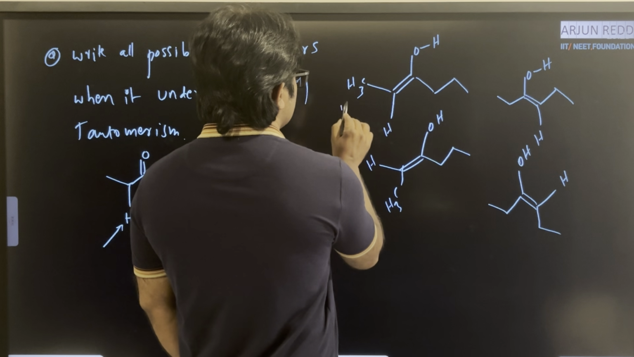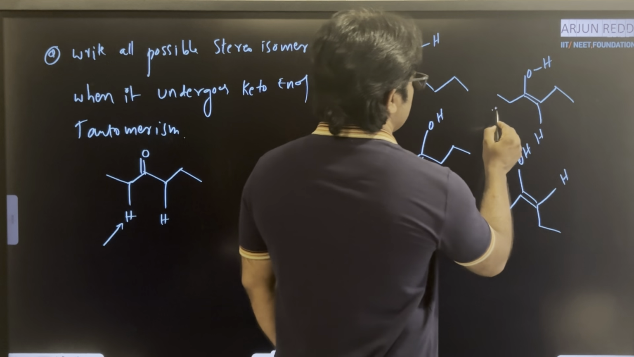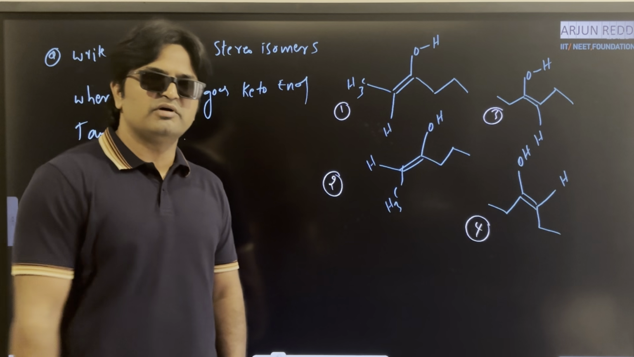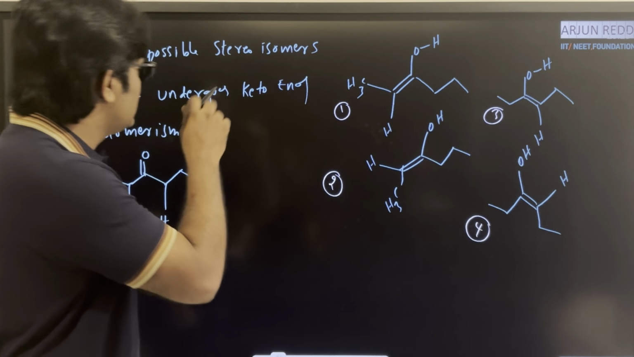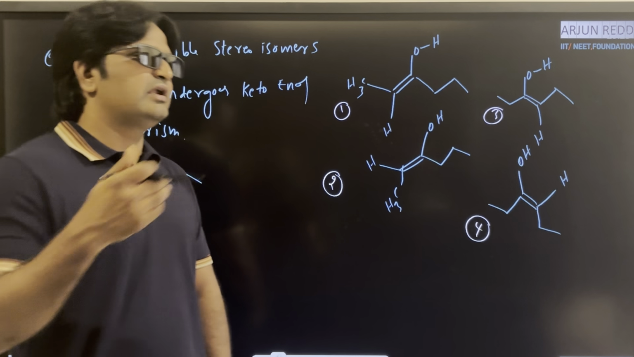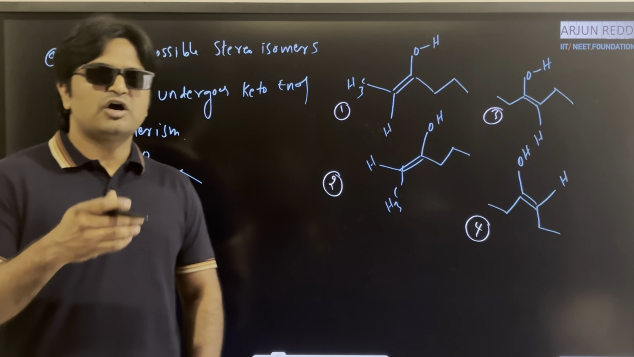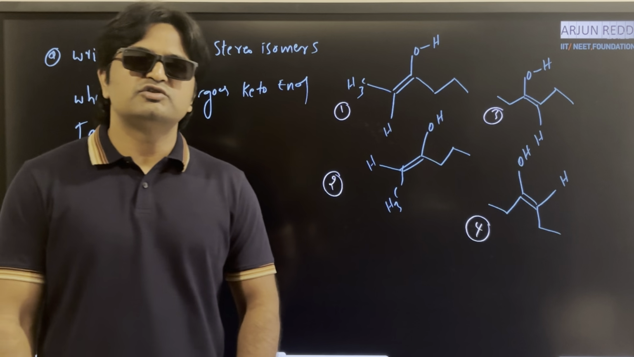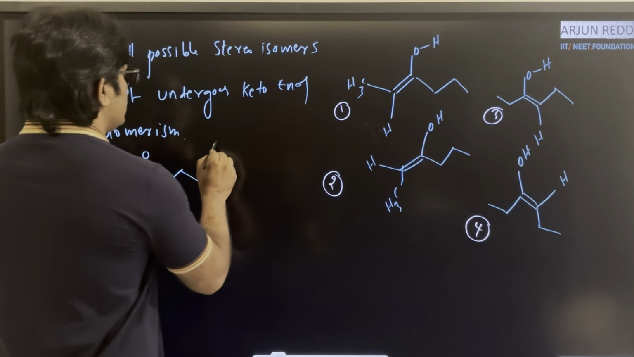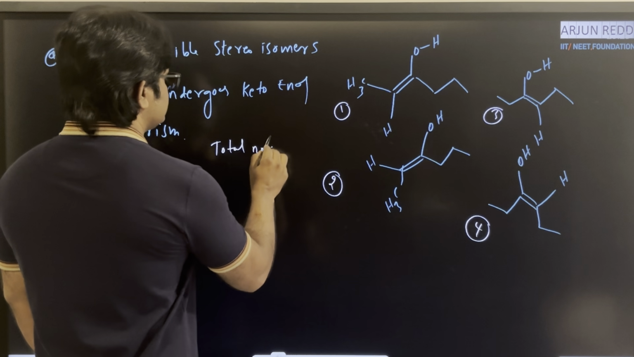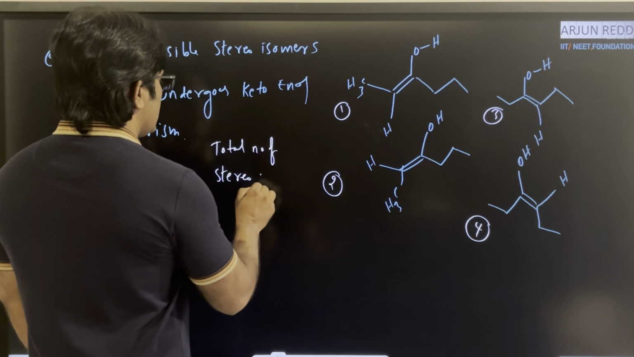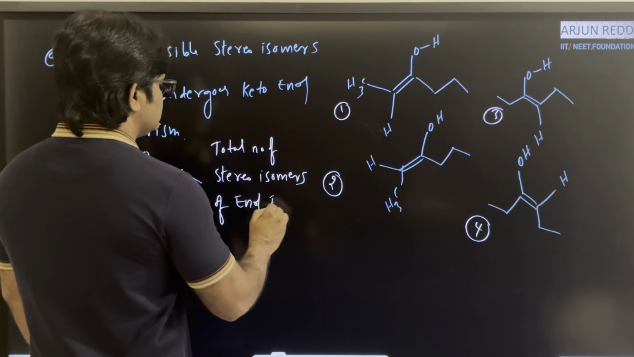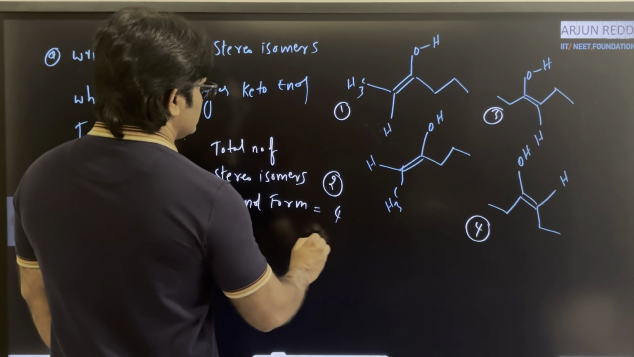Now here, totally how many forms are there? First form, second, third, fourth. These are the maximum possible stereoisomers. This is also one type of question from keto-enol tautomerism we can expect. They give a keto form and ask for enol forms, and the question is how many enol forms are there in the given compound. Total number of stereoisomers of enol form equals how much? 4. Very important question.